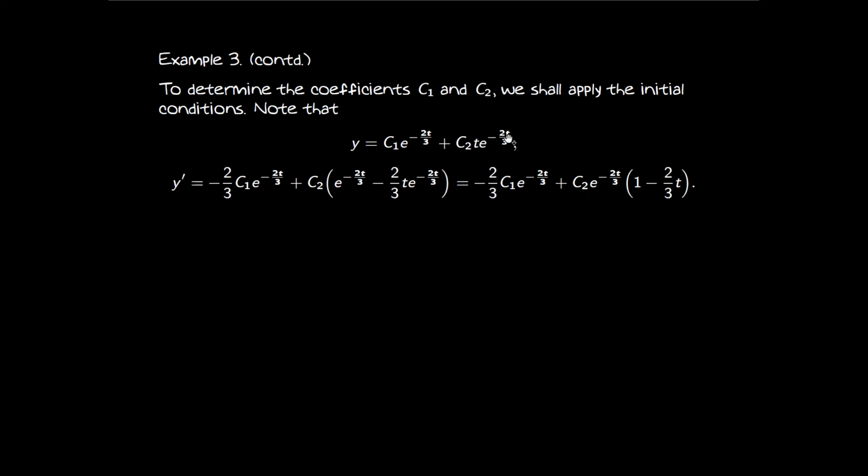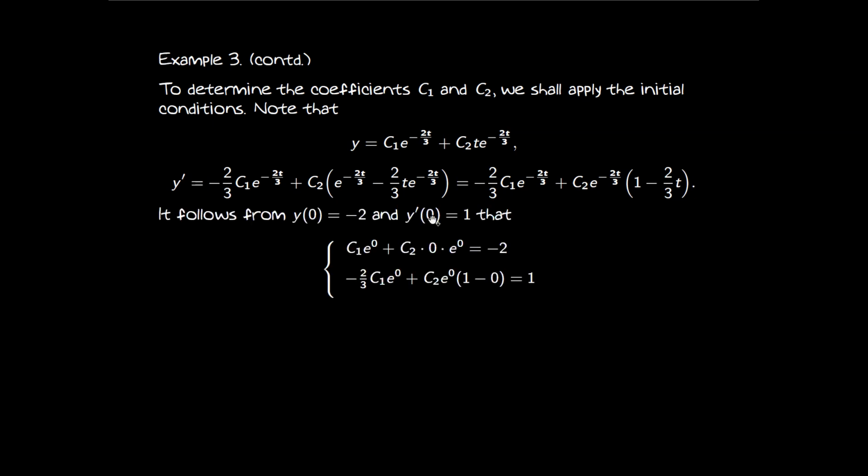And for the second factor's derivative, we know that the derivative of the exponential function is still exponential, and the derivative of the exponent is going to give you a negative 2/3. So that will be the derivative for the second term. Here we can simplify this second part a little bit by factoring the common factor e to the negative 2t/3 out. So that will be the y prime. Now we're ready to apply the two conditions.